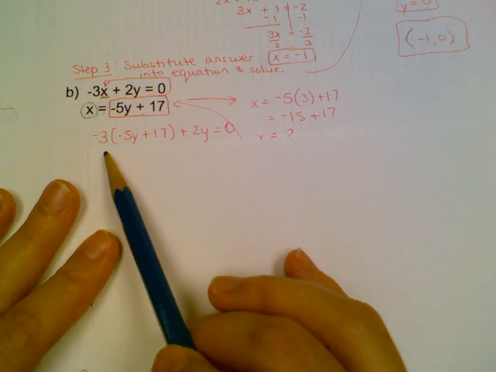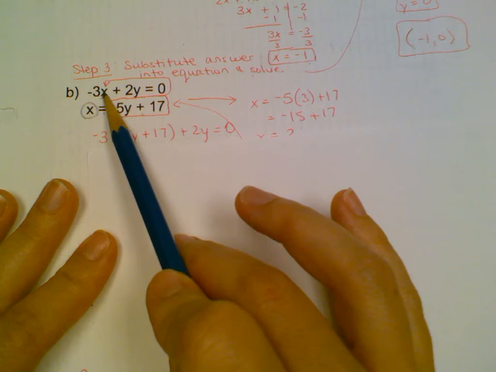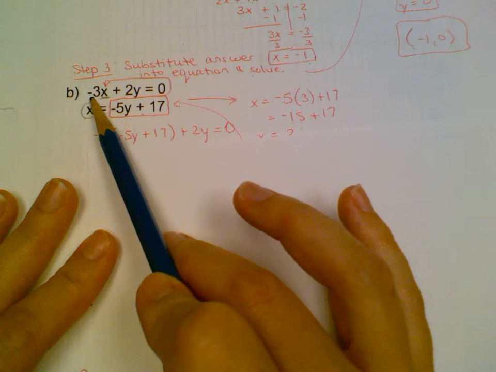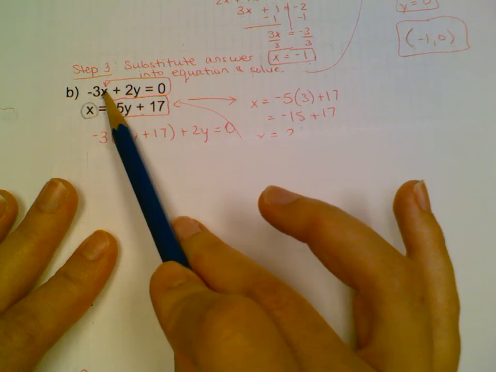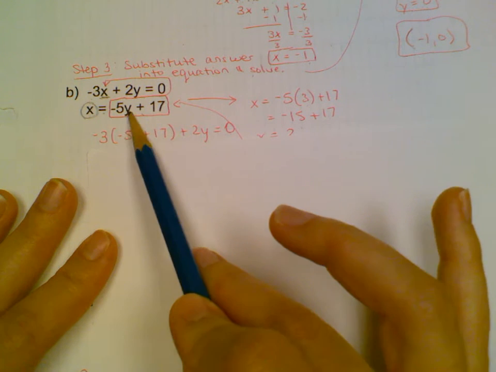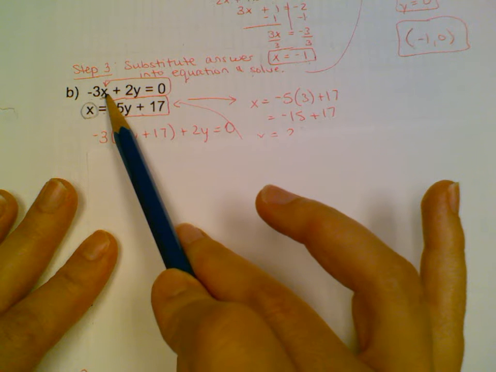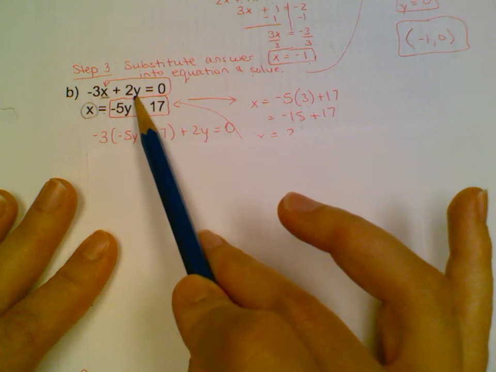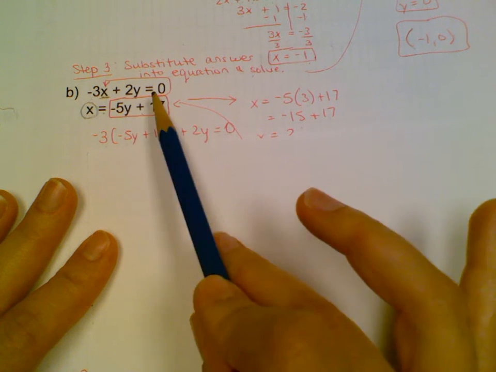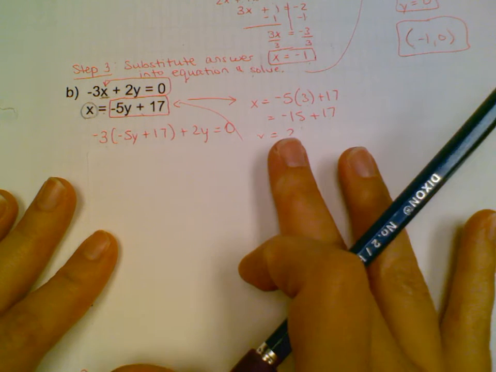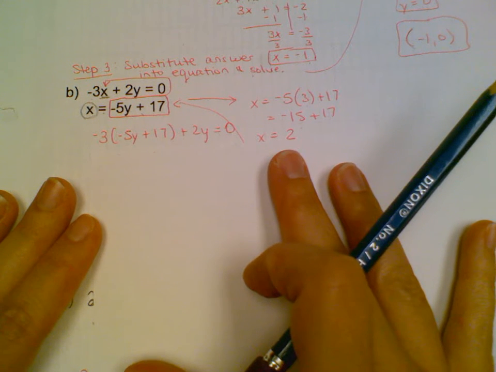So here's what my equation would look like after I substitute in this x spot. The negative 3 comes down. In the x, I replace all of this stuff. So I put negative 5y plus 17 in that spot. Then I write down the rest of my equation, so plus 2y equals 0. Now I have it set up so I have all y.